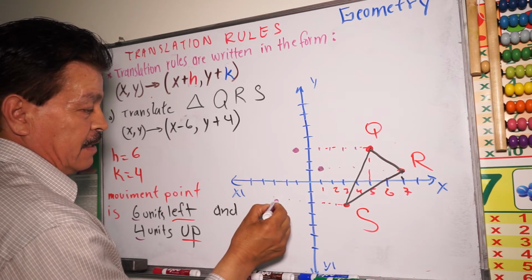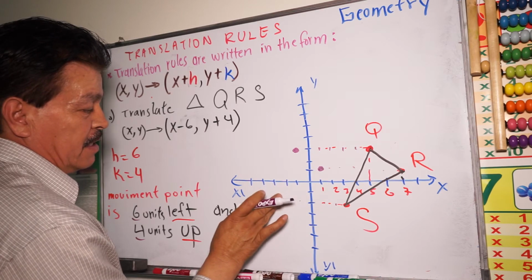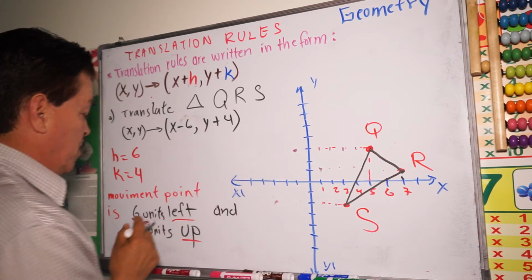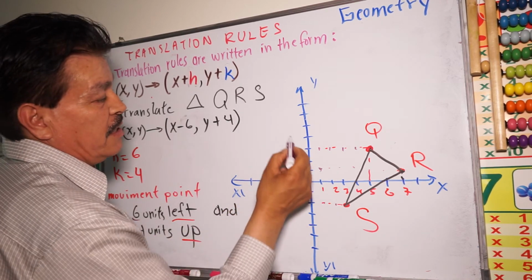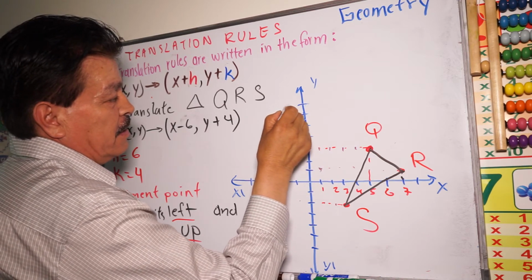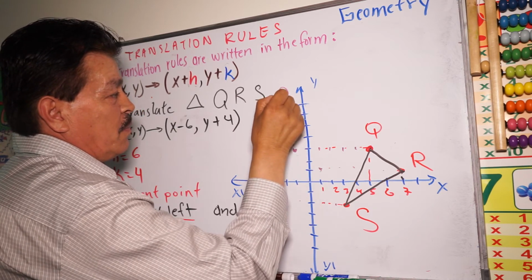1, 2, 3, 4, 5, 6. Right here. But from here, look at this. This point is not the final point. We moved 6 units. Now we have to move 4 units up. 4 units up. 1, 2, 3, 4. Right here. Right here. It's gonna be Q prime.